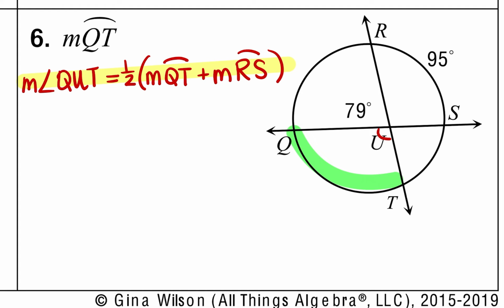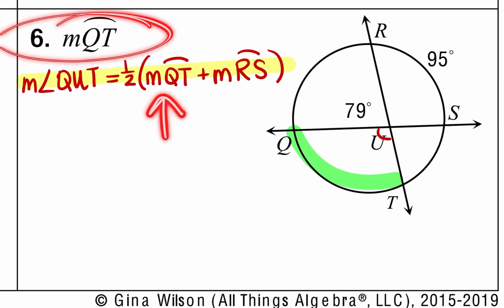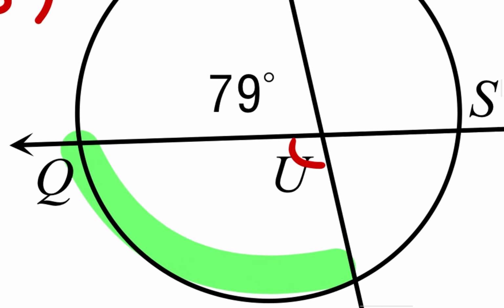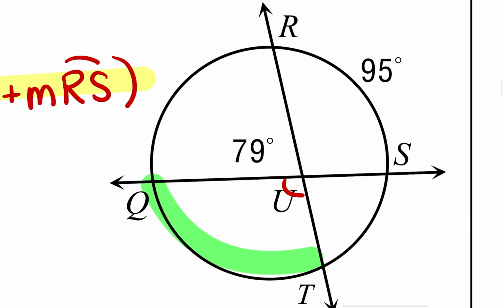So with this equation that I've set up, I have two unknowns. I don't know the measurement of QT because I need to find it. And I don't know the measurement of angle QUT, right? So I need the measurement of angle QUT in order to find the measurement of arc QT. So first I'm going to go ahead and get this angle measure. Just going by vertical angles, I know that this angle would also be 79 degrees.